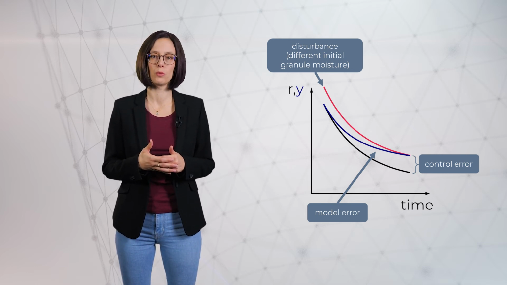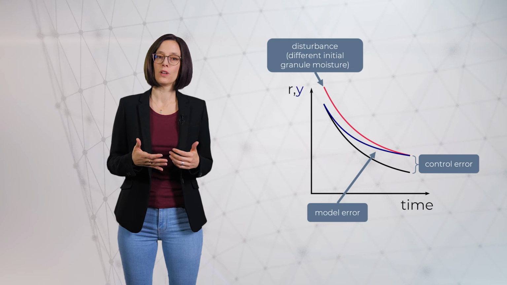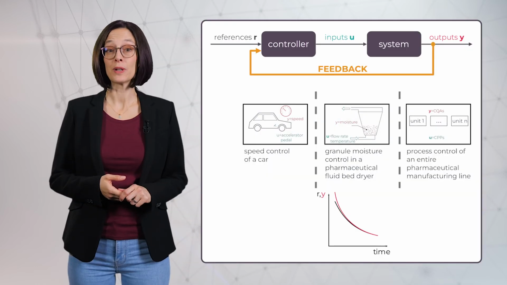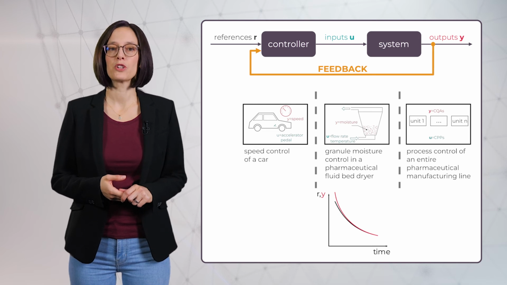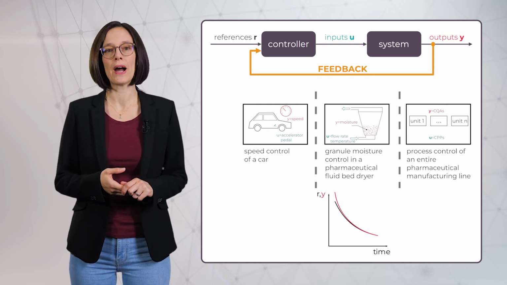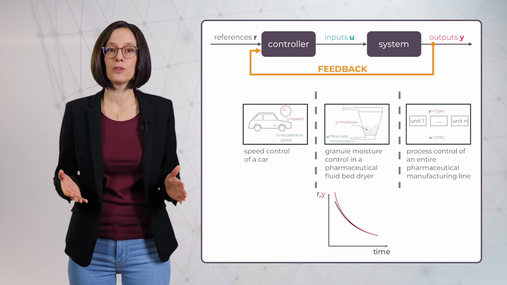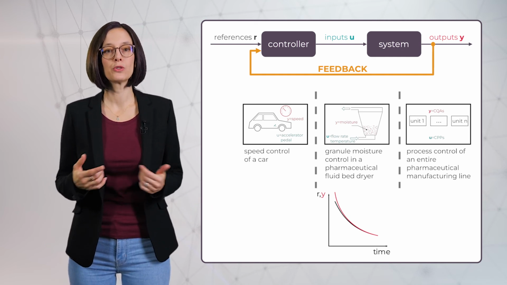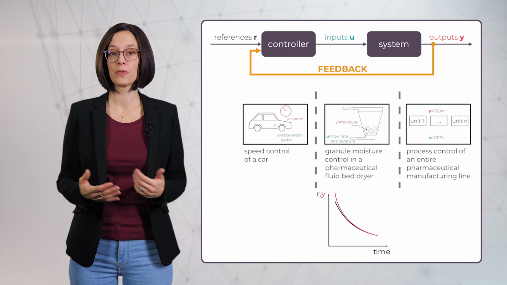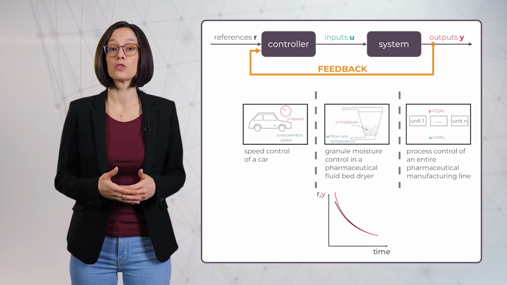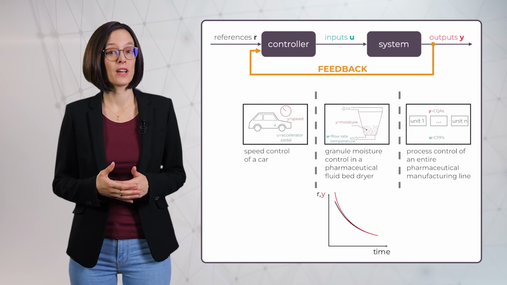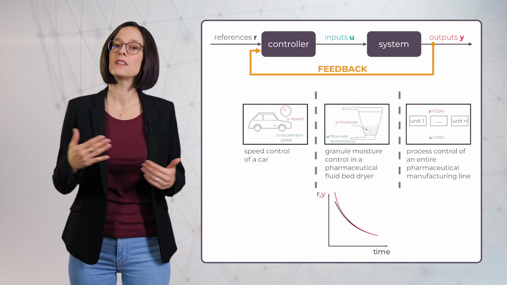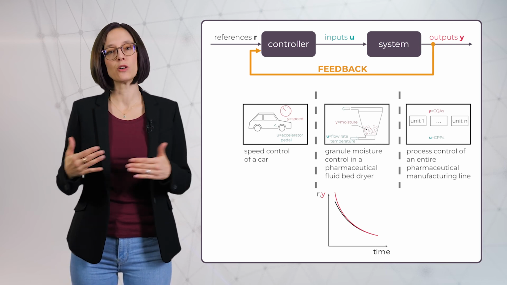To overcome that problem, we can use feedback control. But what exactly is feedback control? To create a feedback control loop, we measure the current value of our process output Y. This can be, for example, the granule moisture. We then use that information in the controller to set the corresponding process inputs. If the moisture is too high, the controller knows about it and it can adjust the process inputs accordingly. This will then lead to a decrease in the deviation between the reference and output.